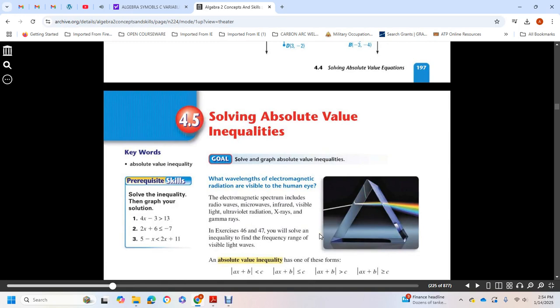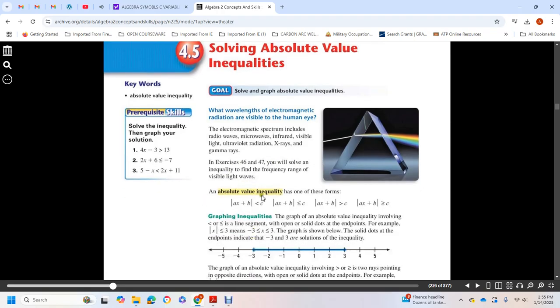Alright, solving and graphing absolute value inequalities. Exercises 46 and 47, solve the inequality defining the frequency range of visible light. The absolute value inequality has one of these forms: the absolute value of ax plus b is less than c, the absolute value of ax plus b is less than or equal to c, the absolute value of ax plus b is greater than c, and the absolute value of ax plus b is greater than or equal to c.